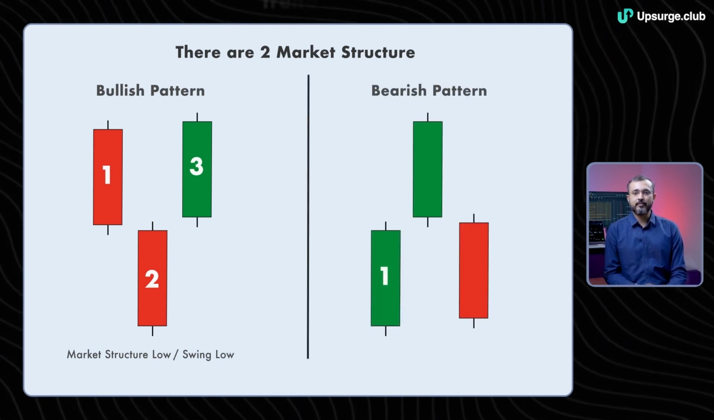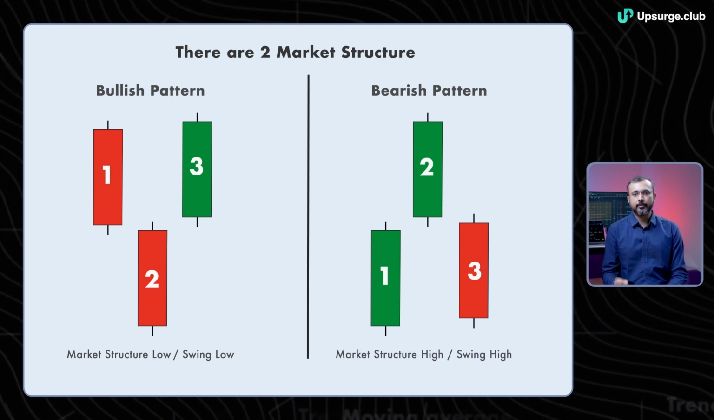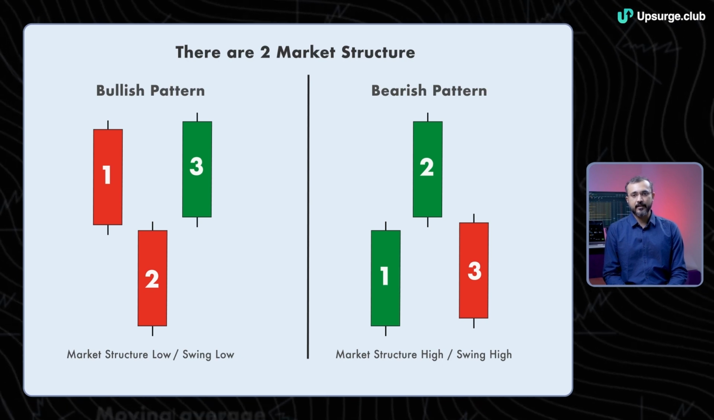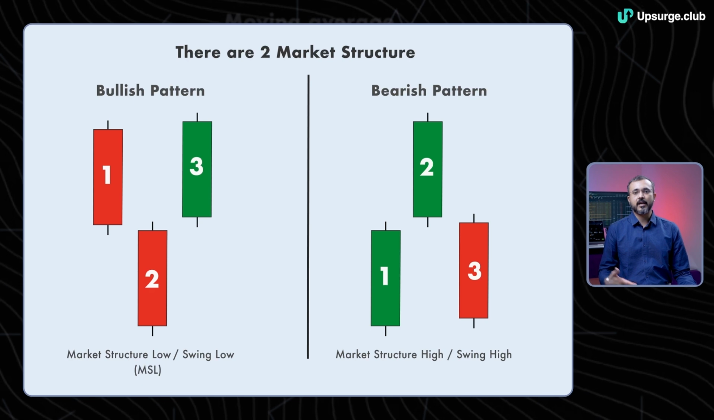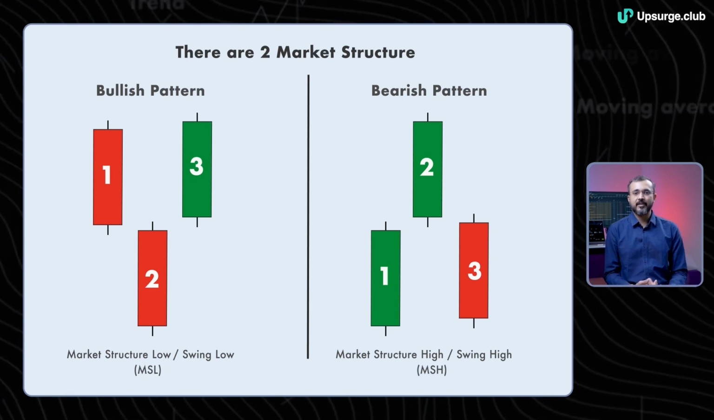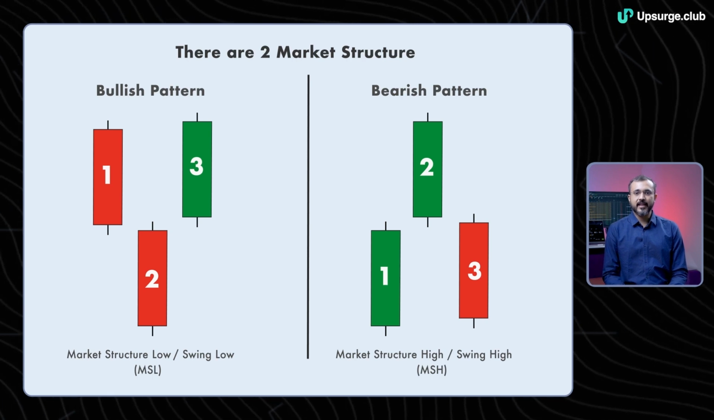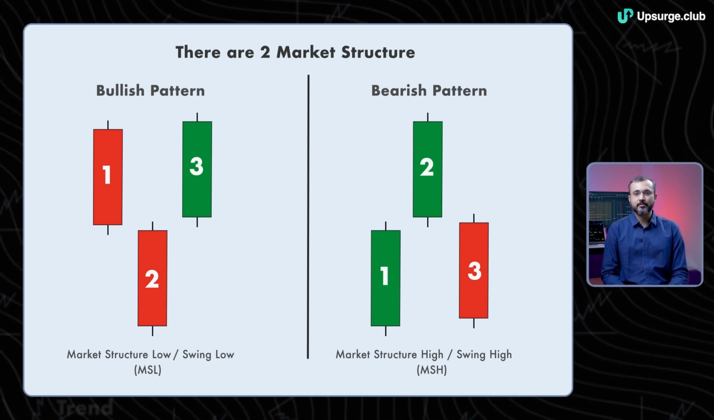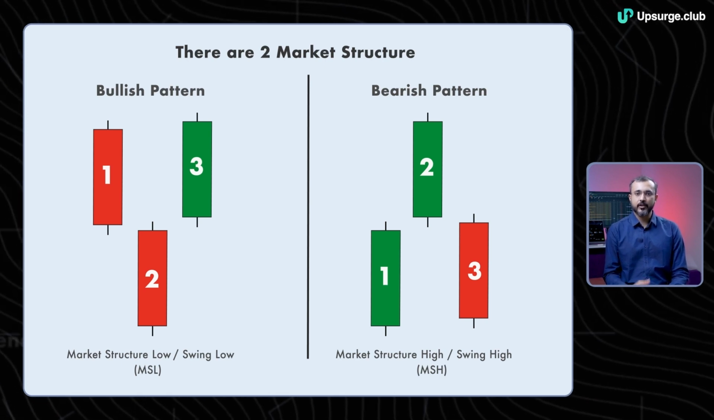The other type of market structure is market structure high. It's a method of plotting swing high. So the name is market structure high. So there are two types of market structure, low and high. They are abbreviated as MSL and MSH, where MSL stands for market structure low and MSH stands for market structure high. It's a way of plotting swing highs and swing lows.